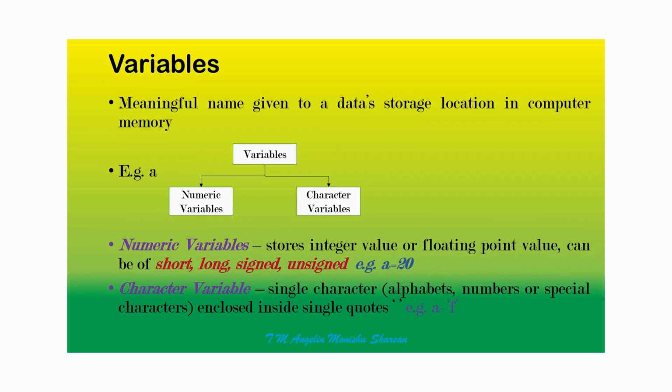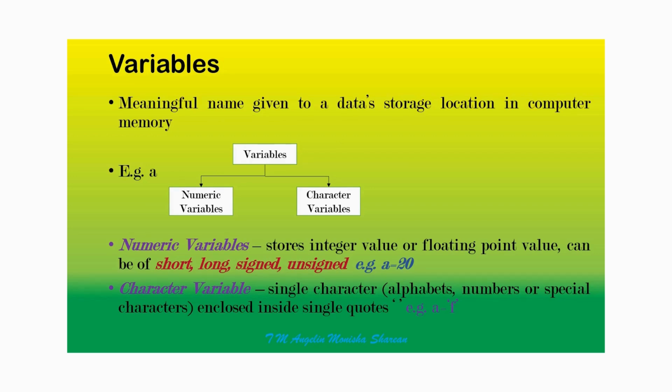Variables. Normally, the data storage location in a computer is identified by numbers, and these numbers are very difficult to be remembered by humans. Therefore, they give a meaningful name to the data storage location which can be easily recalled by humans. Those are called variables. The variables can be categorized into numeric variables and character variables.